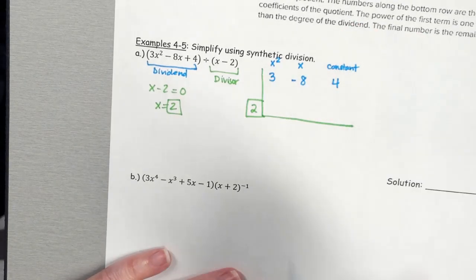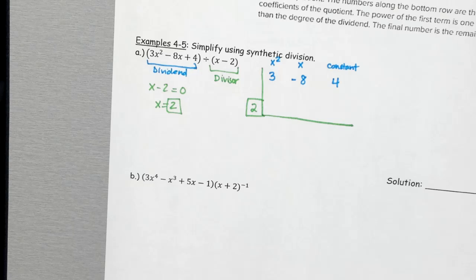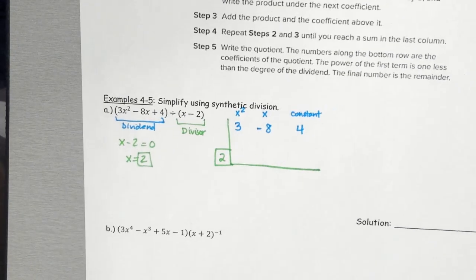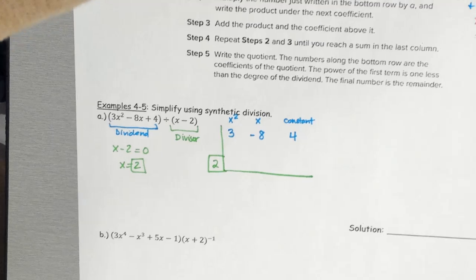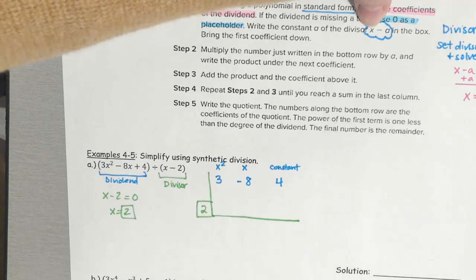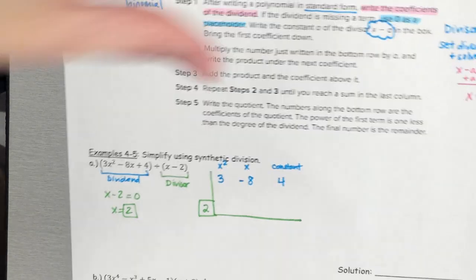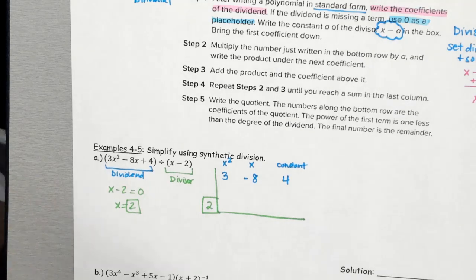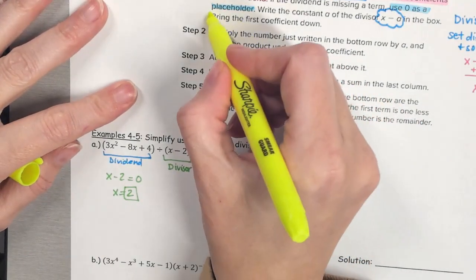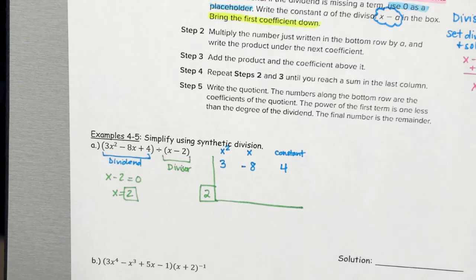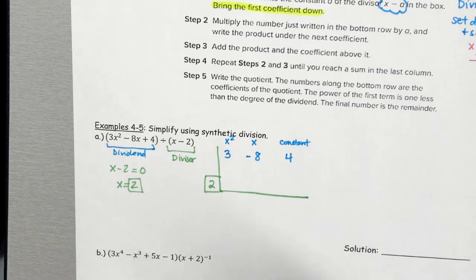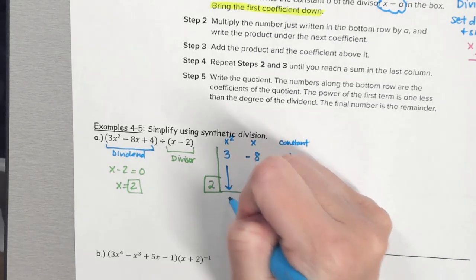Okay, and you can give yourself some room. You do want to make sure you keep them in columns. That's going to be a little bit easier. Okay, and then we already did the divisor. We already found what we're putting in the box. So then the last step of step 1 says bring the first coefficient down. Bring the first coefficient down. Okay, so we're going to bring down the 3.